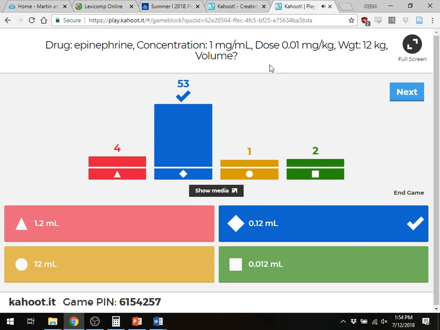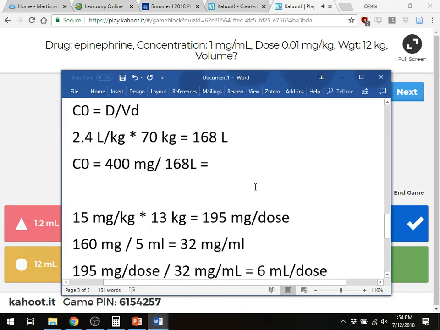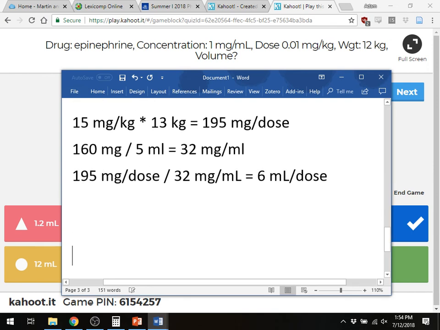Okay, so the correct answer is 0.12 ml, so let's walk through how we figured that out. First thing I want to figure out is the dose that my patient is going to receive. So, my patient weighs 12 kilograms. I'm going to multiply that by 0.01 milligrams per kilogram. Not a very big dose, right?